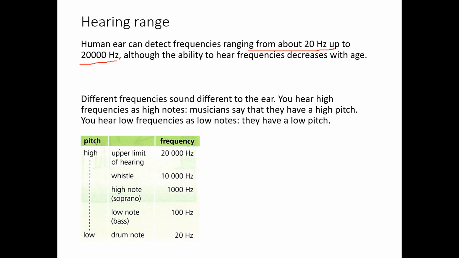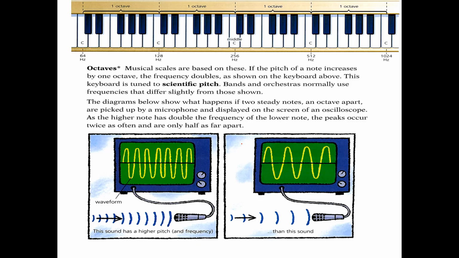So here we have this table, it shows some different kinds of voices or sounds with their frequencies. For example, drum note, the frequency of it is 20 hertz. Low note, high note, they differ by their frequency also. Whistle, it's about 10,000 hertz, and here, 20,000 is the upper limit of hearing. Above 20,000 we are not able to hear the sound.